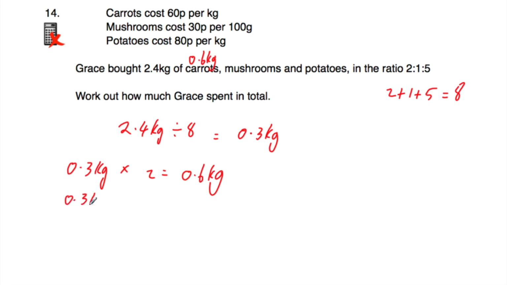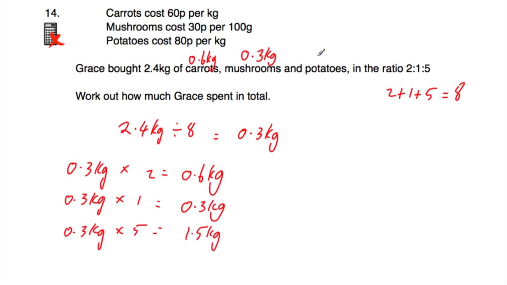We'll take our 0.3 kilograms and we'll multiply that by 1. Well, we don't really need to do that, but that's equal to 0.3 kilograms. So she buys 0.3 kilograms of mushrooms. And in terms of the potatoes, that's 0.3 kilograms multiplied by that number in the ratio, which is 5. And 0.3 times 5 is 1.5. So that's 1.5 kilograms of potatoes.